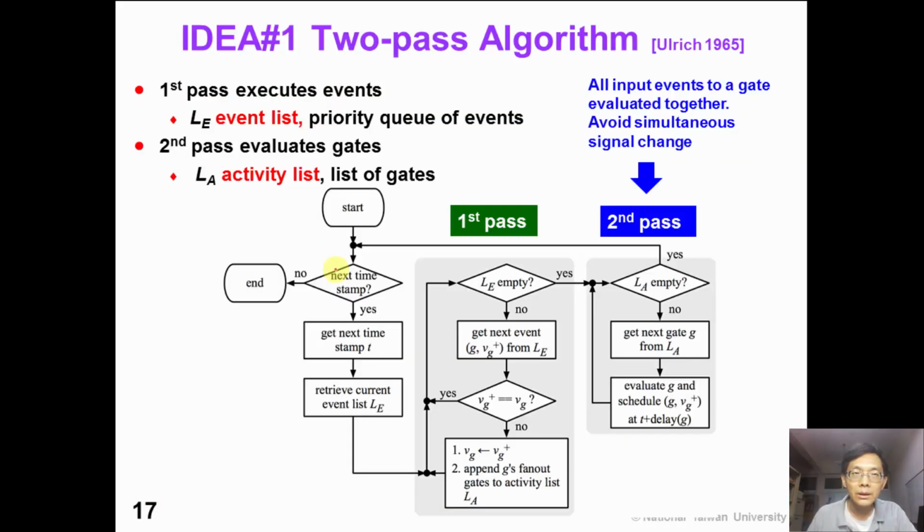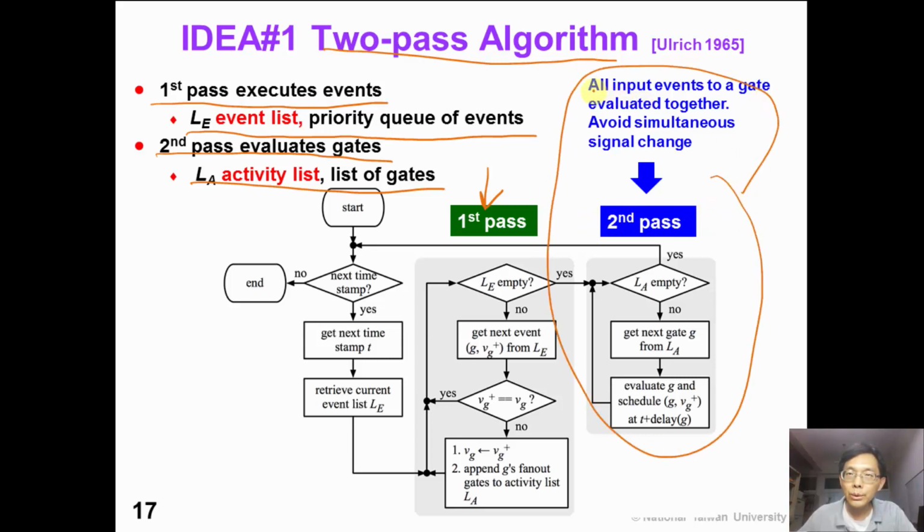Here is one idea. This idea is called a two-pass algorithm. In the first pass, we execute the event in the event list LE, and then in the second pass, we evaluate the gate in the activity list so that all the input to a gate will be evaluated here together. In this way, we can avoid simultaneous signal change. Is this a good idea?